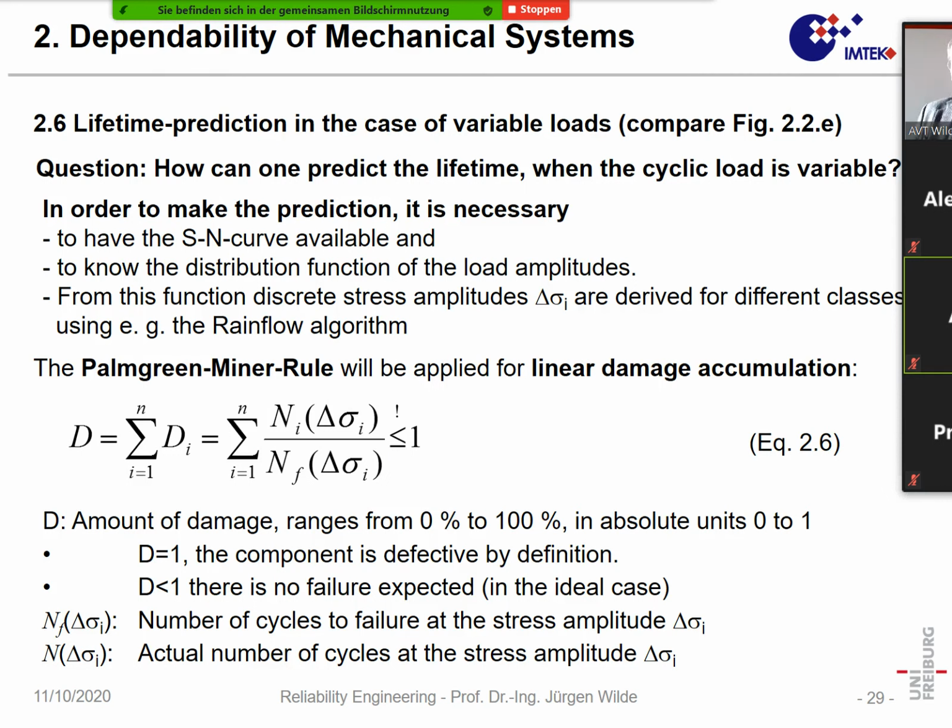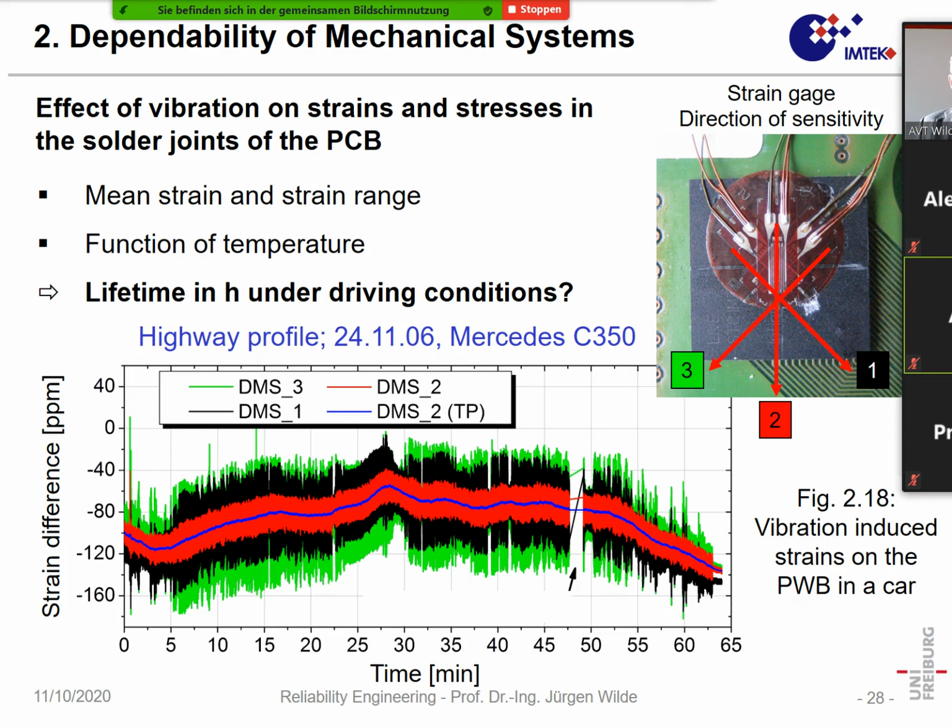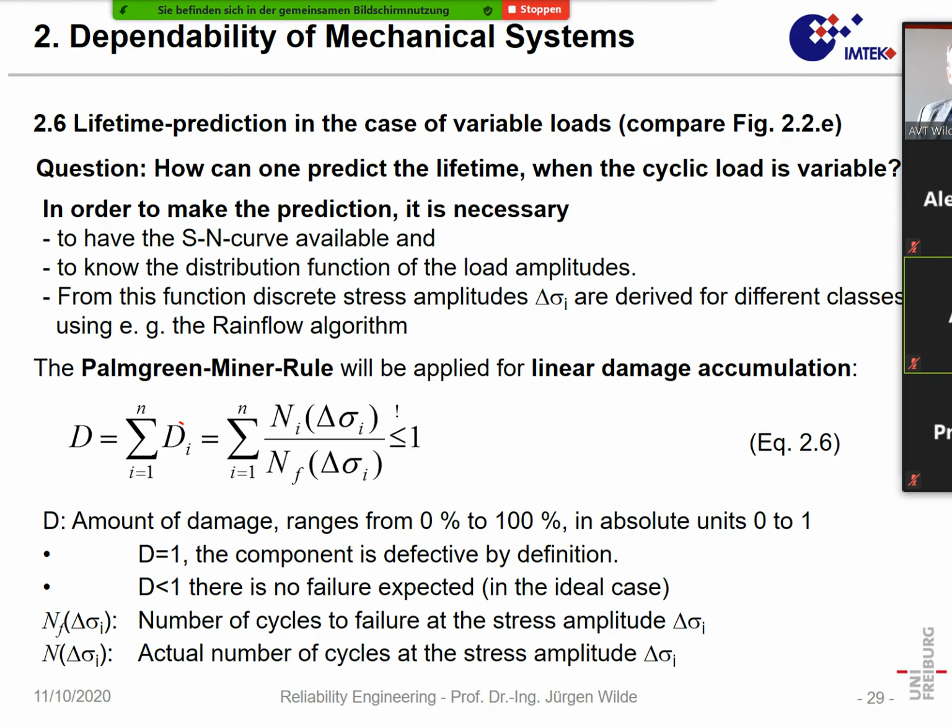So that means we have a damage, and the individual damage is the number of cycles we tested divided by the number of cycles to failure under the same condition. And now we take our stress range we find. For instance, here we have different stress ranges, and for each stress range we count the number of cycles and divide it by the number of cycles under the same conditions.